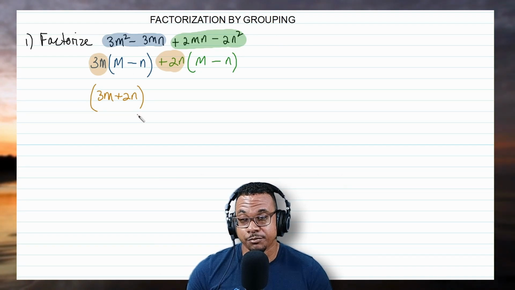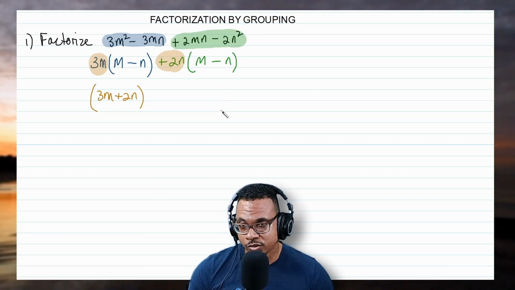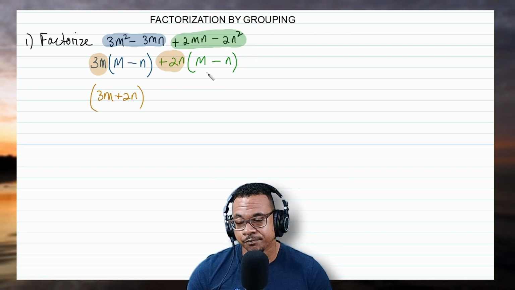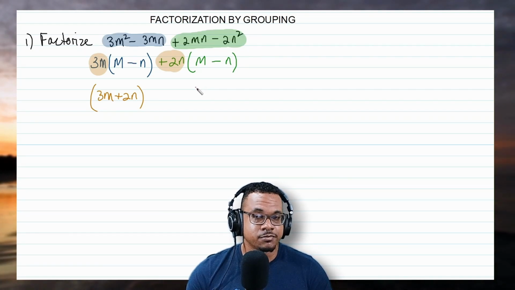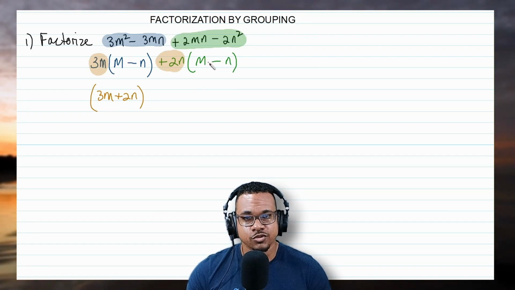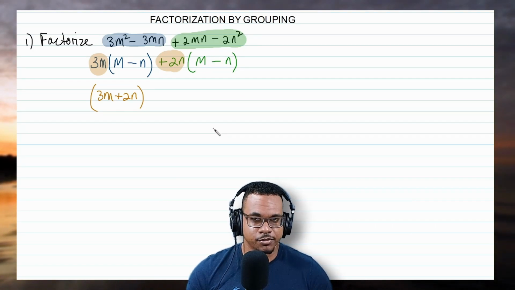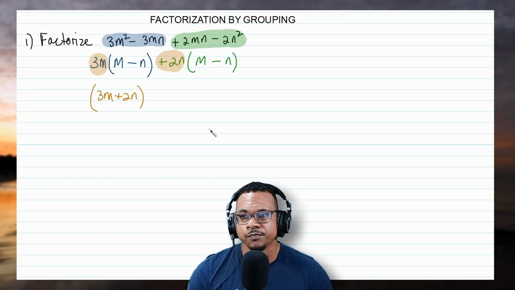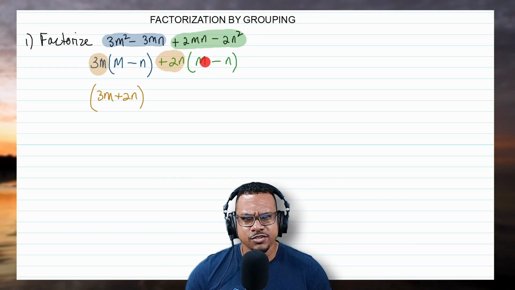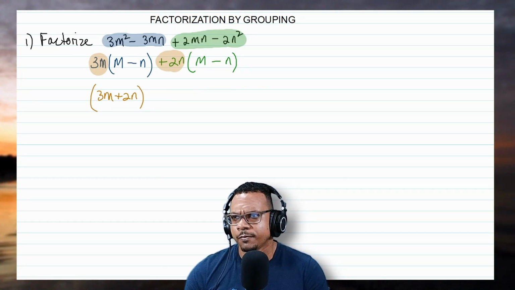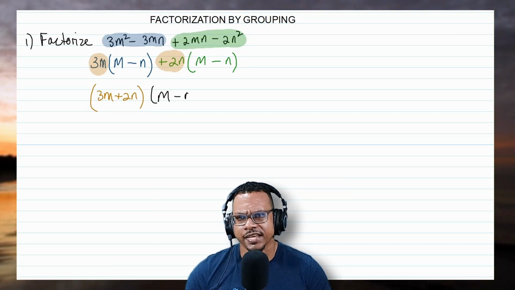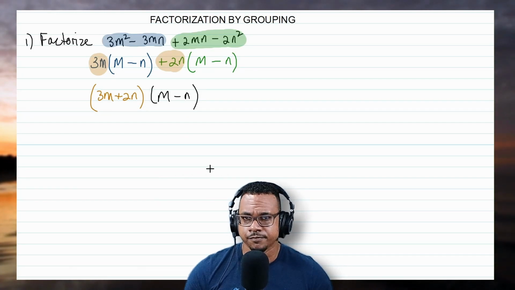Then I'm going to look at the brackets, which is m take away n and m take away n. Now notice, these two brackets, they are the same. If you do a factorization by grouping question and you don't get these two brackets being the same, then you did something wrong and you need to check over your work. All right, so I'm going to take what's in these two brackets and just write it once. So I'm going to have m take away n. And that's the answer there.